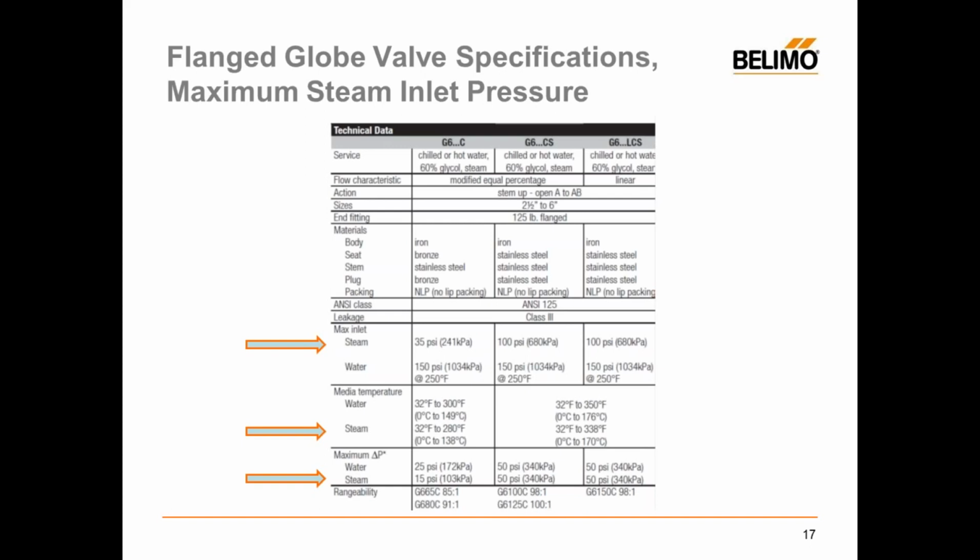But that steam there on the G6C says 32 Fahrenheit to 280 Fahrenheit. That's the temperature of 35 psi. And on the stainless steel trim, 338 degrees is the temperature of 100 psi steam. Then maximum differential pressure. Most of these valves on the low pressure side will close off at the complete inlet pressure. Like in this case, if you had 15 or less, it closes off at 15, so you're very safe.